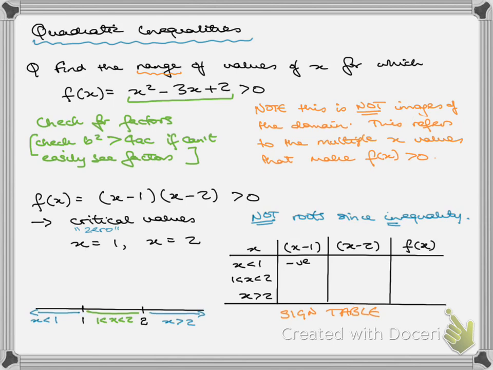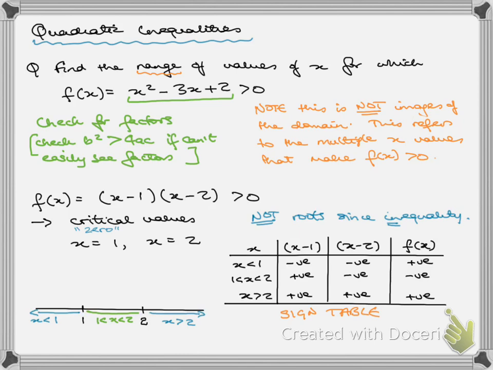So when x is less than 1, x minus 1 will be negative. x minus 2 will also be negative. Negative multiplied by a negative is positive. When x lies between 1 and 2, x minus 1 is positive, but x minus 2 will still be negative. So f of x, the product of the two factors, will be negative. And in the last case where x is greater than 2, x minus 1 will be positive, x minus 2 will be positive, and thus f of x will be positive.